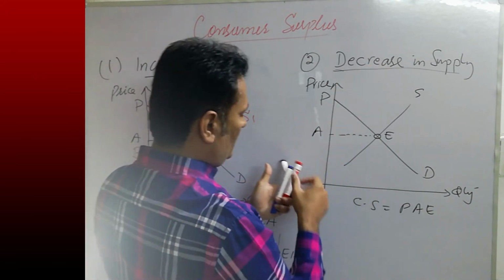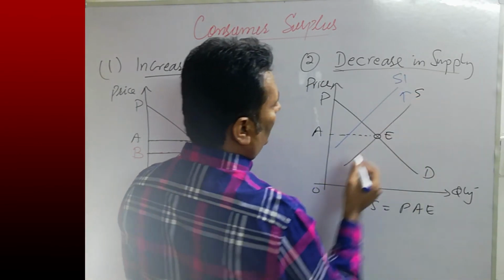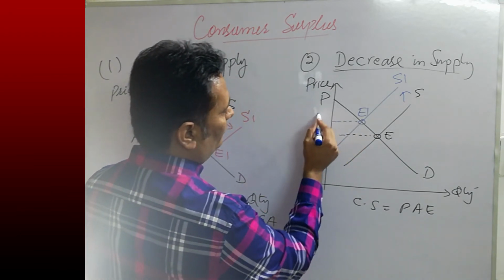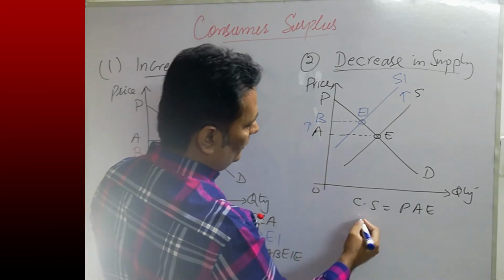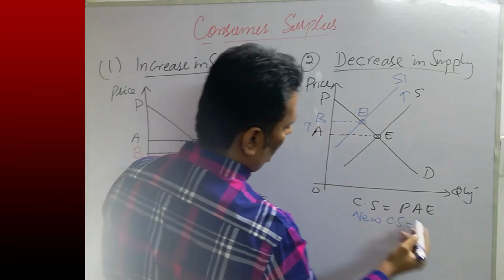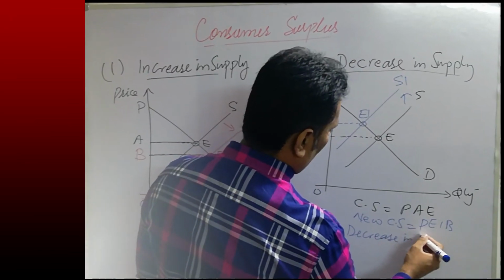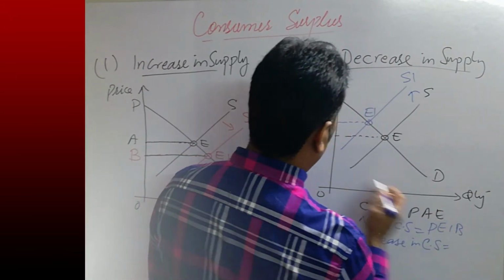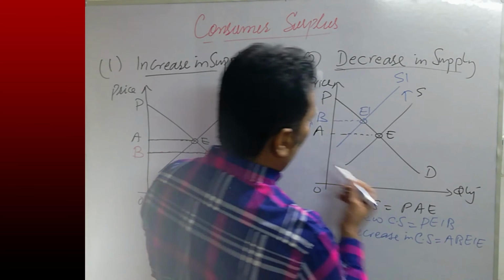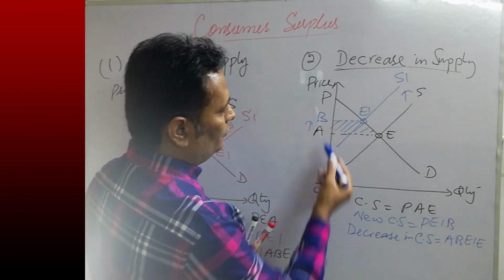Now if there is a decrease in supply, as a basic principle the supply curve should shift to the left. The new supply curve is S1, and equilibrium will now shift to E1, and equilibrium price is now B. So equilibrium price has increased, so new consumer surplus is equal to PE1 and B, which has decreased, and the decrease in consumer surplus is equal to this much area ABE1 and E. This area is again in the shape of a trapezium, and we will use the formula of trapezium to find out this value.